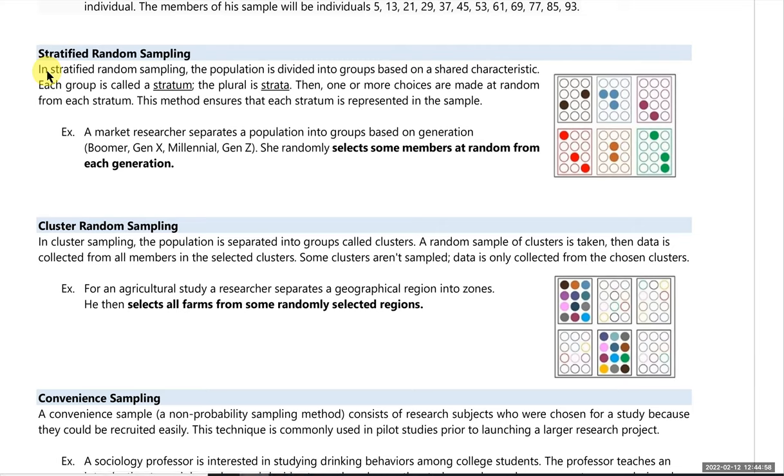So let me start with stratified. What we do is we break our population into groups based on a shared characteristic. Each group is called a stratum, plural strata, beyond what we care about. I'm just giving you some vocabulary. We can just think of them as groups. And the idea here is that by breaking a population into groups, we don't leave anybody out.